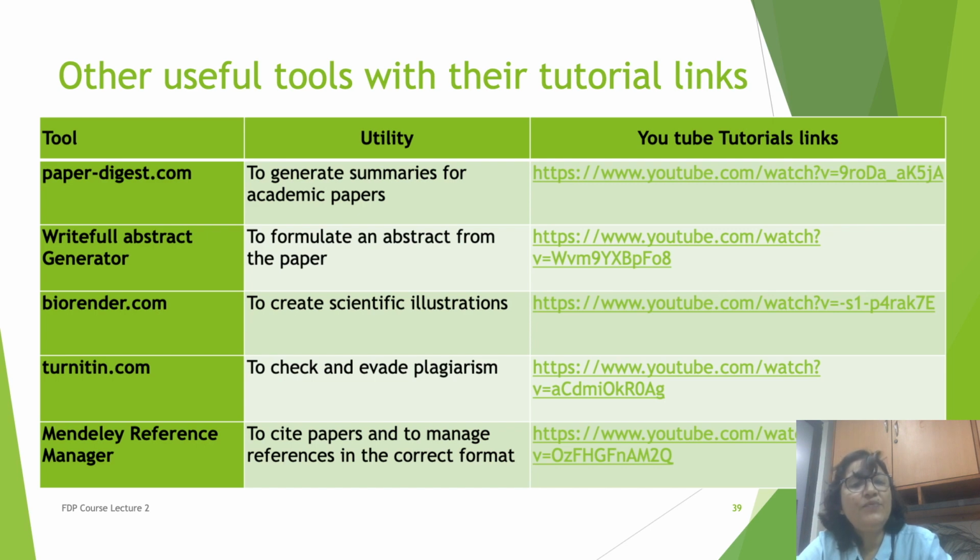Okay, then Rightful abstract generator. Yes, this is also very important to formulate an abstract from the paper. Now, most of the time we find it difficult to write an abstract because abstracts are sometimes restricted to 200 words only. Our main paper is 1500 or 2000 words, and we need to put everything into an abstract of 200 words. So this Rightful abstract generator is a ready-made tool which you can use for generating an abstract. So this is a tutorial for it.